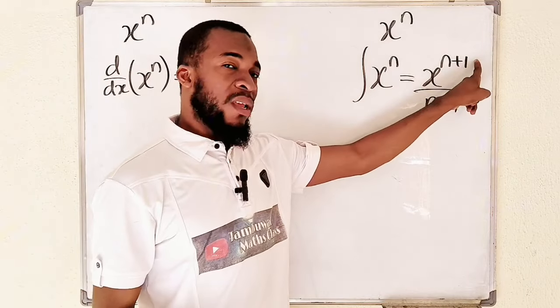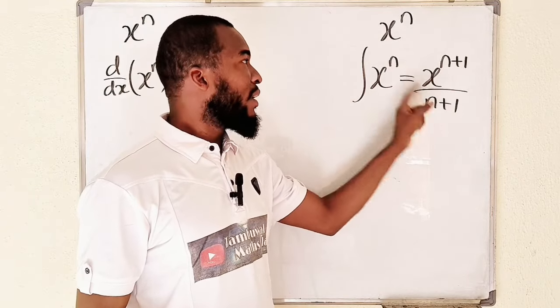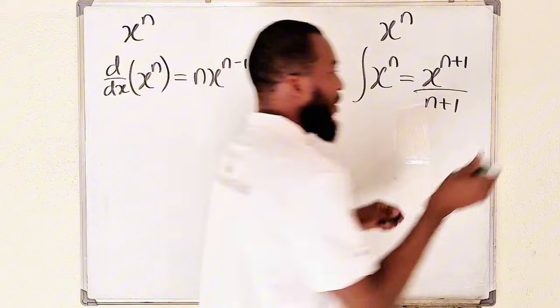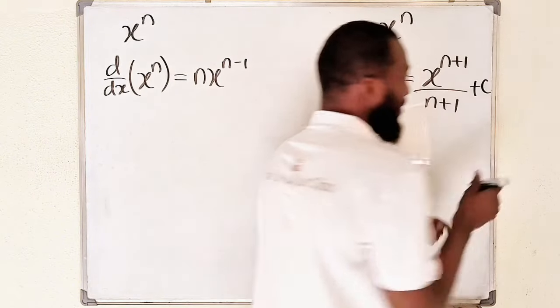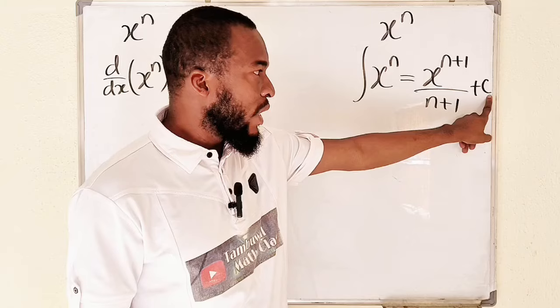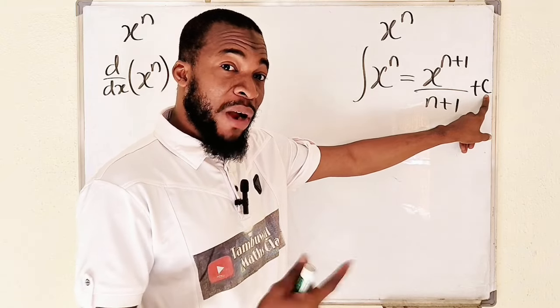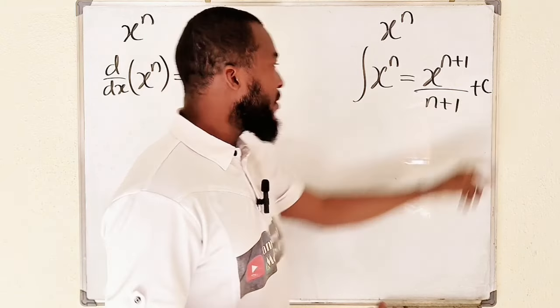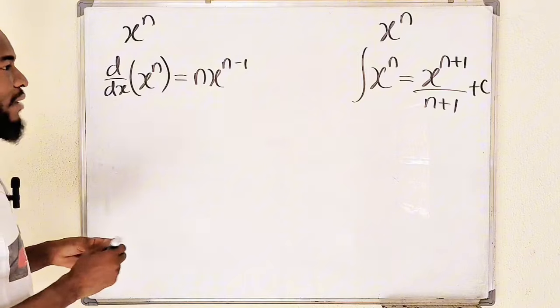Whatever the new exponent is, you have to divide by that. So if this is the function, remember we do add the constant of integration, and that is the main question. Why do we add this constant of integration? This is a number in the set of real numbers. So let me start here.